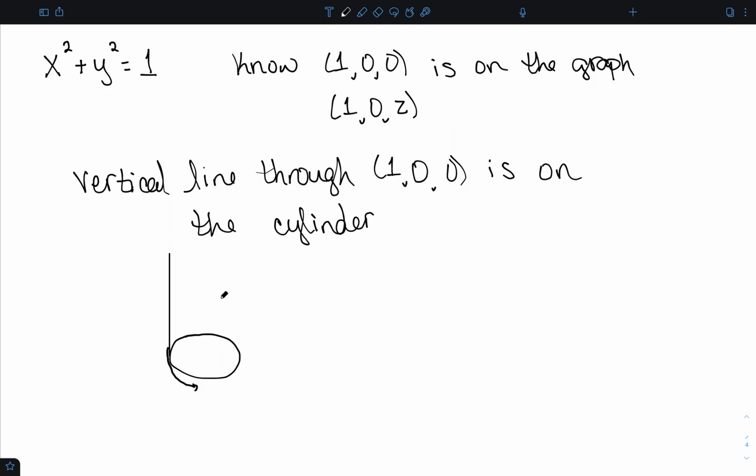The line that we translate in order to generate a cylinder can extend in any direction. And the curve along which we translate, it can lie in any plane. So let's look at some examples of this.